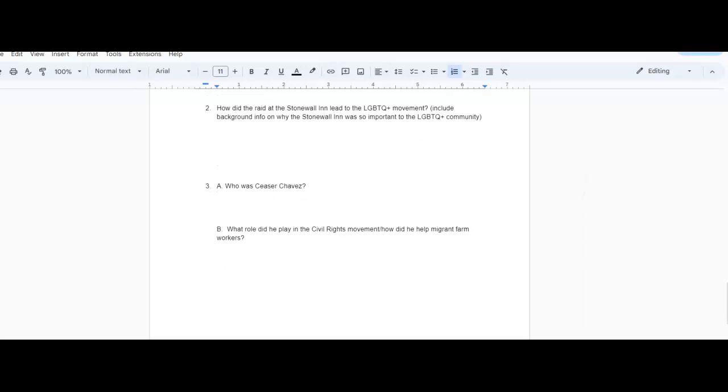Number 2, how did the raid at the Stonewall Inn lead to the LGBTQ plus movement? Include background info on why the Stonewall Inn was so important to the LGBTQ plus community.